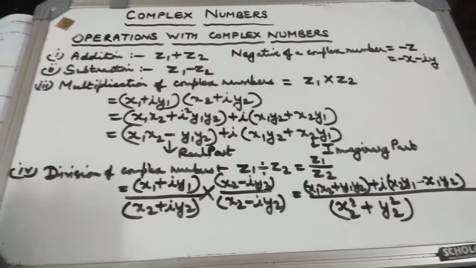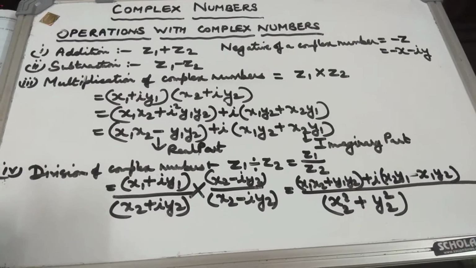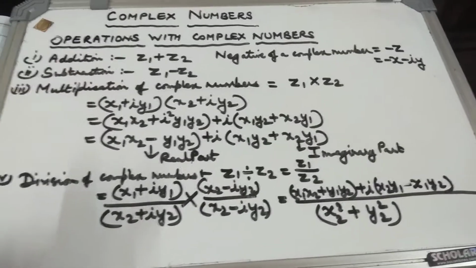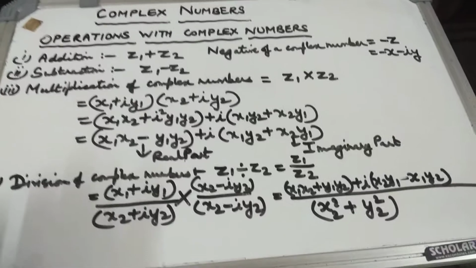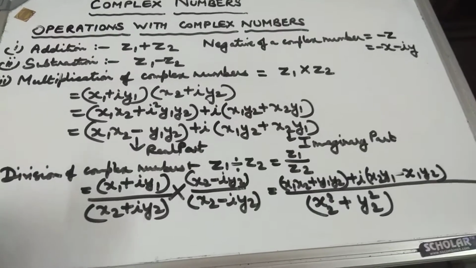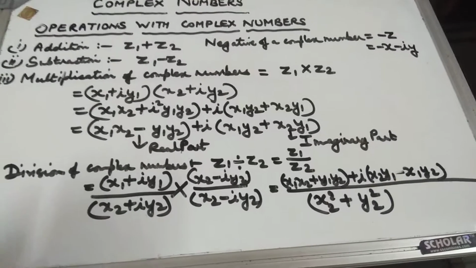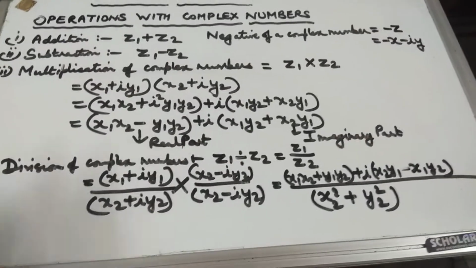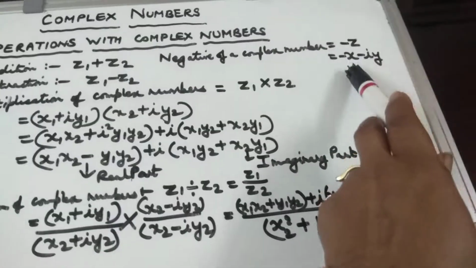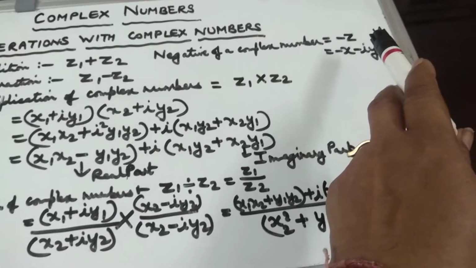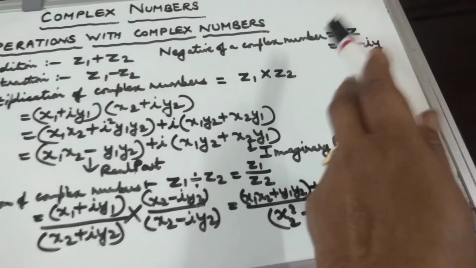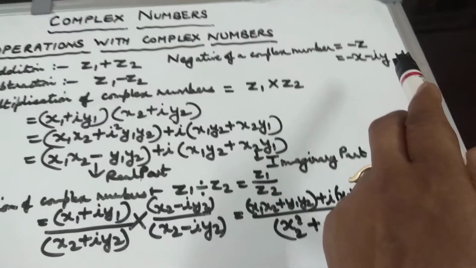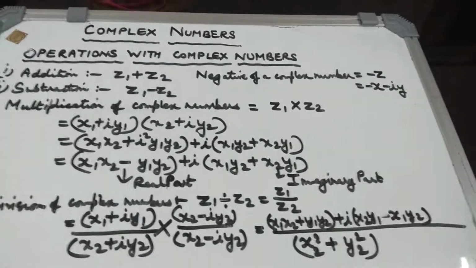But when it comes to multiplication of two complex numbers, then how do we multiply? Now, before multiplying two complex numbers, I would also mention what is the negative of a complex number. Negative of a complex number means you are changing the sign of the complex number, that is putting minus to the real part as well as to the imaginary part. So that is minus z, the negative of a complex number, where z is the complex number. Then minus of x minus iy will be called the negative of a complex number.